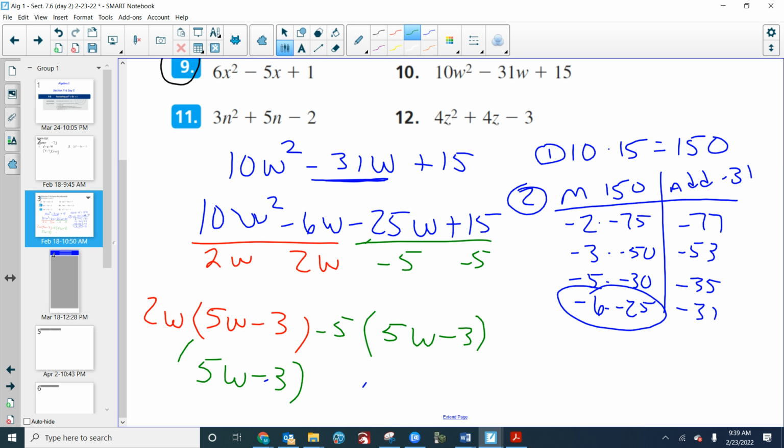That's my first parenthesis. And my second one's what? 2W minus 5. Guys, it's a pain. It's a lot of work, and it's not easy stuff. You've got to be careful, very methodical, don't skip steps. It's a pain in the butt. Okay?